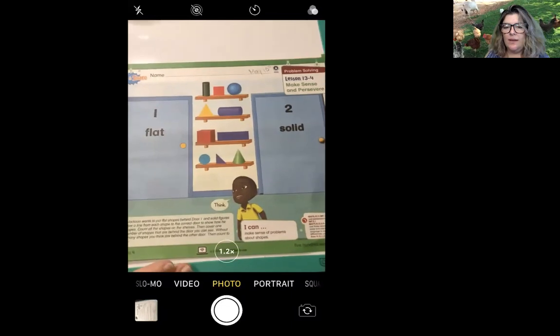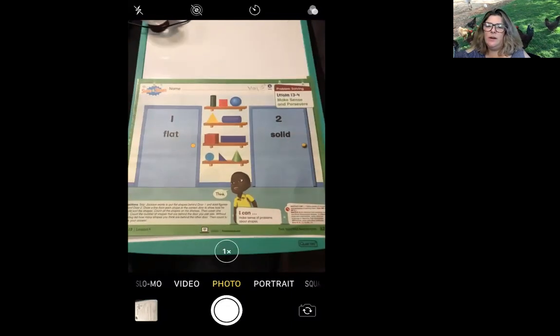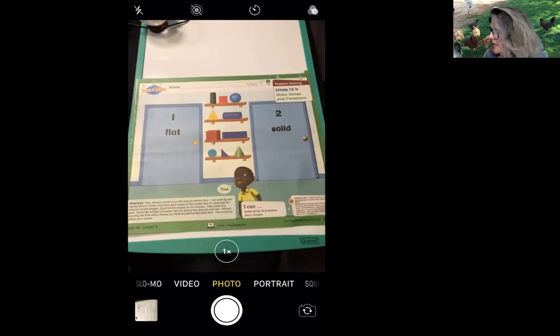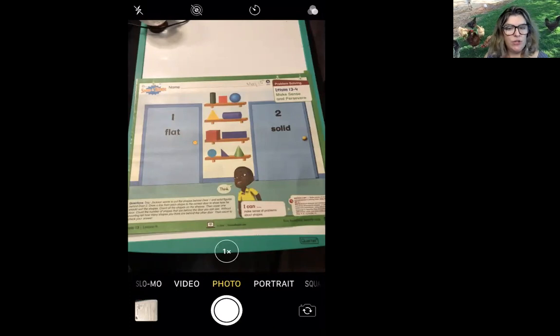So let's do this. Let's see if I can zoom out. There we go. Perfect. Take a look at Jackson here. It says Jackson wants to put flat shapes behind door number 1 and solid figures behind door number 2. So you're going to draw a line from each shape to the correct door to show how he should sort those shapes. Then we're going to count all the shapes on the shelves, and then cover one door and count the number of shapes that are behind the door you can see. So we're going to play a little game after.